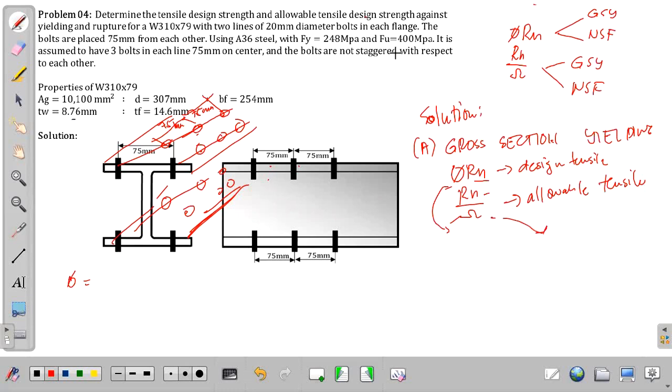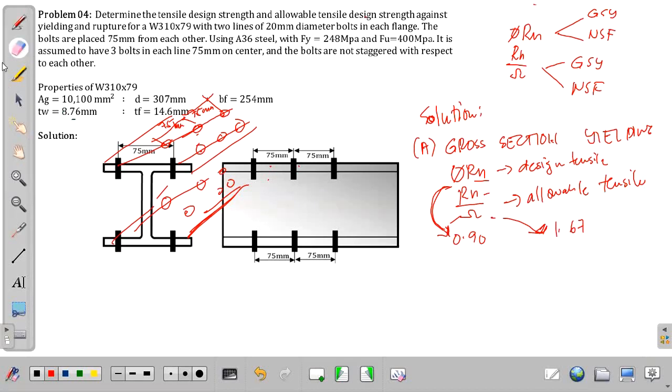Mr. Balvin. Ma'am, 0.90. We have 0.90. And for the omega, for the gross section, what would be our value here? 1.67, ma'am. 1.67. Okay? So we have now the value of the factors.